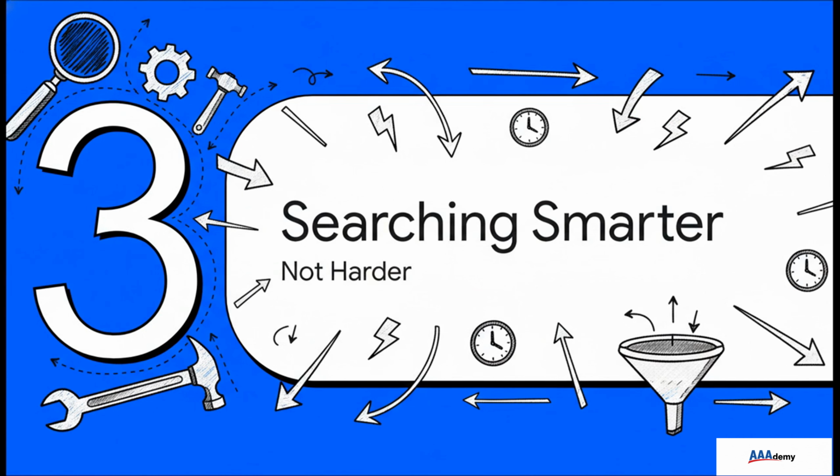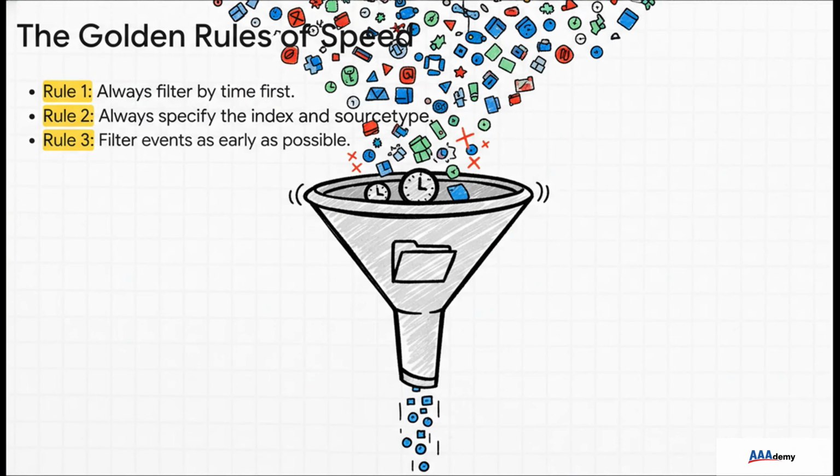So we've just loaded up our toolkit with some seriously powerful commands. But here's the thing. Having the best tools in the world doesn't mean much if you're not using them efficiently. So now we're going to get into the really crucial part: how to search smarter, not harder. Because when you're dealing with big data, speed is everything. And here are the golden rules. You want to filter as much as you can as early as you can. Always start by narrowing your time range. Don't search all time if you don't have to.